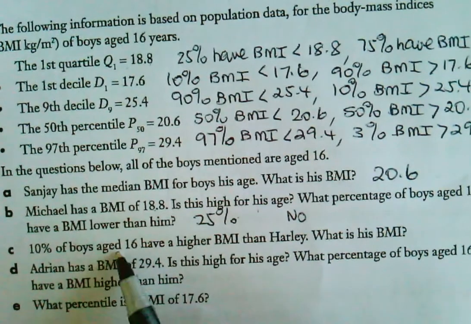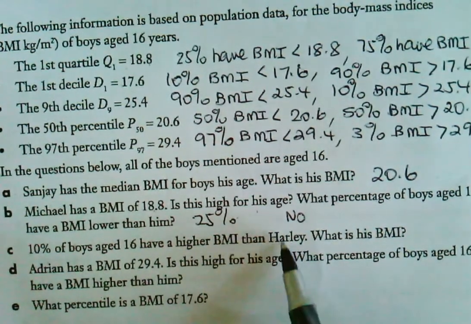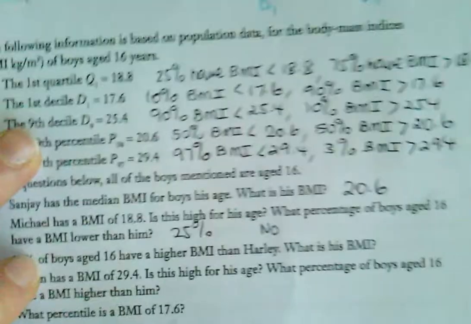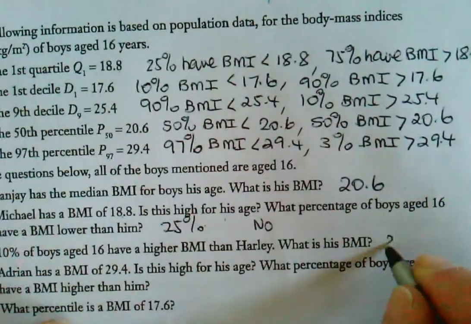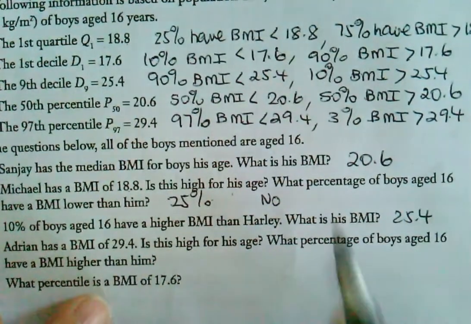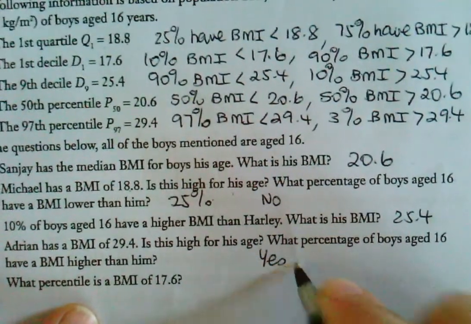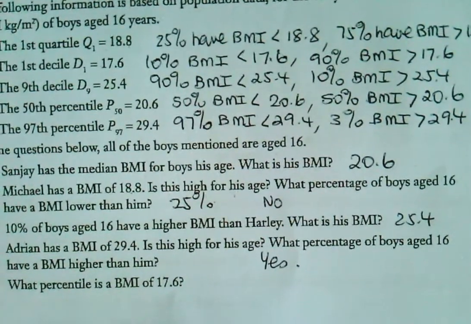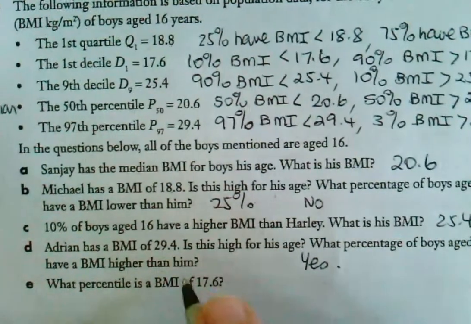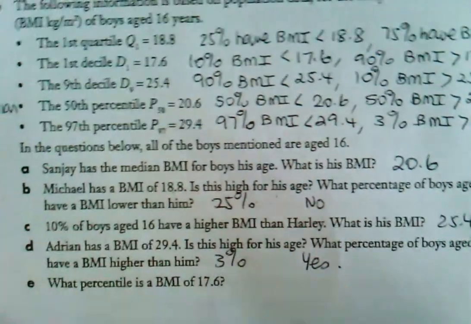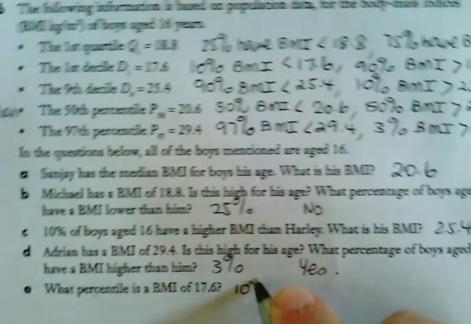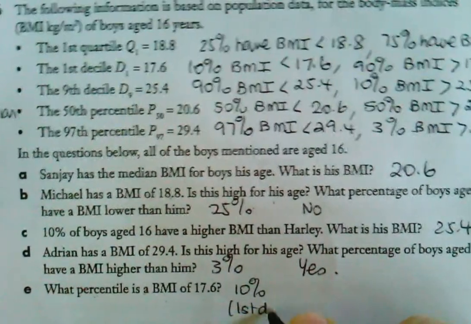Now, 10% of boys aged 16 have a higher BMI than Harley. That must be the 90th percentile. 25.4. Adrian has a BMI of 29.4. Is this high for his age? Yes. That's the 97th percentile. How many boys have a higher BMI than him? It's 3%. And what percentile is a BMI of 17.6? It's the first decile, which is 10%.